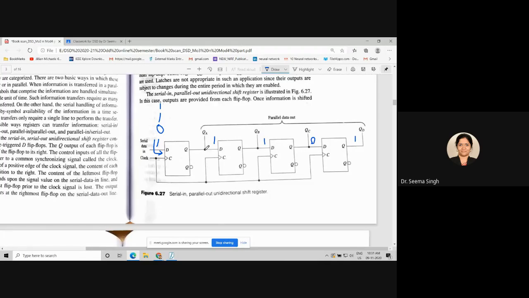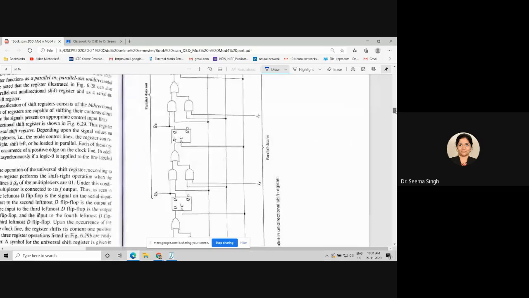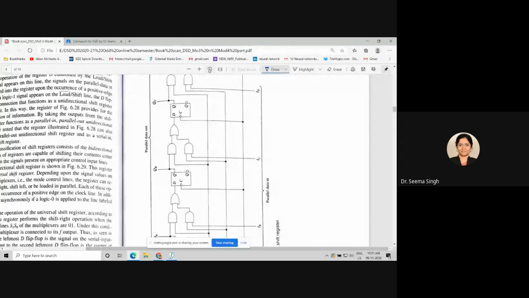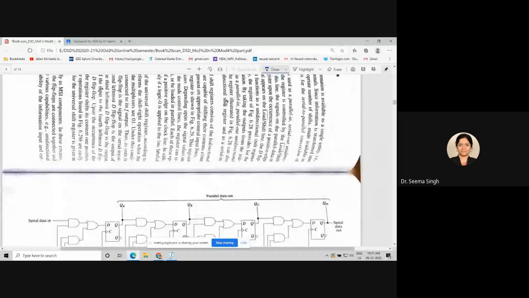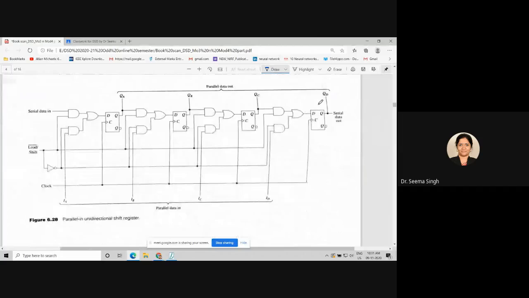So your serial in, serial out and serial in, parallel out was very simple. Let us go to this circuit. Now you can see this circuit. You have to pay a little attention to this. All of you see very carefully. You have your 4 D flip-flops as it is, the way it was in the previous simple shift register circuit, and QA, QB, QC, QD are also there, right? So this is your parallel in unidirectional shift register.